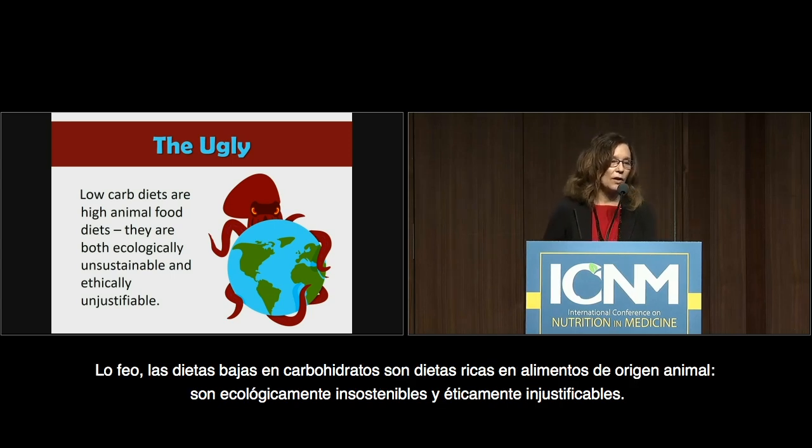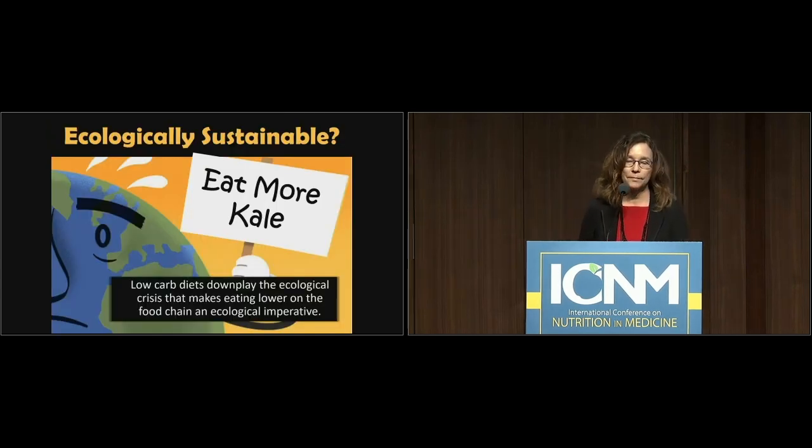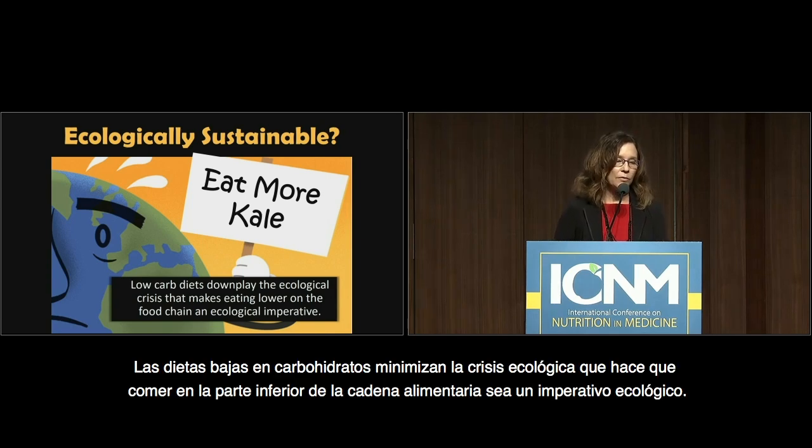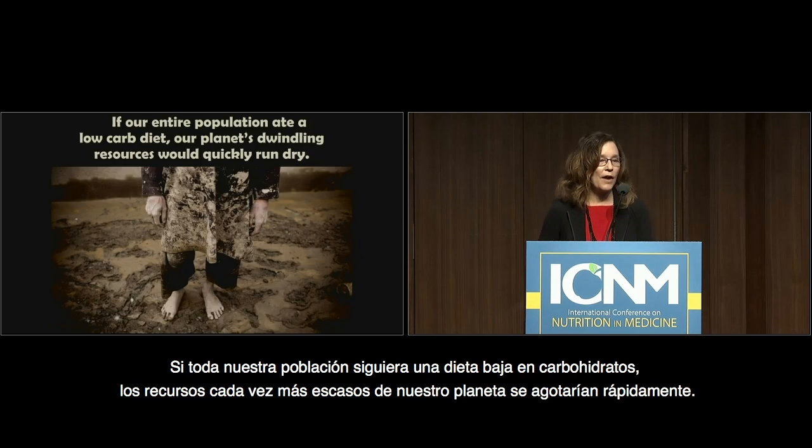But the ugly is low-carb diets are high animal food diets. They are both ecologically unsustainable and ethically unjustifiable. Low-carb diets downplay the ecological crisis that makes eating lower on the food chain an ecological imperative. If our entire population ate a low-carb diet, our planet's dwindling resources would very quickly run dry.